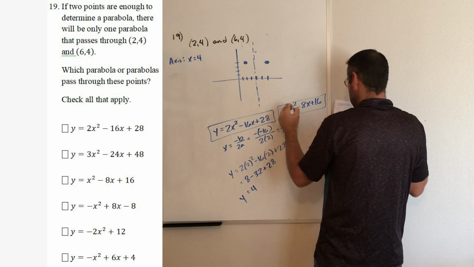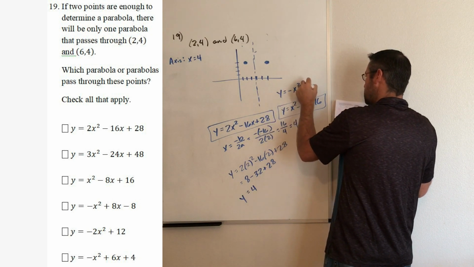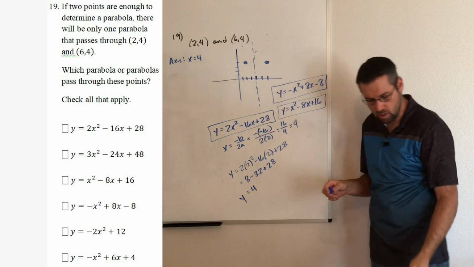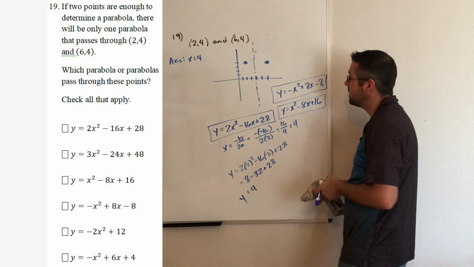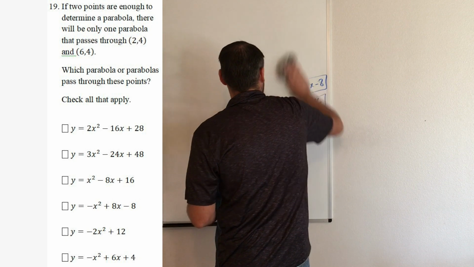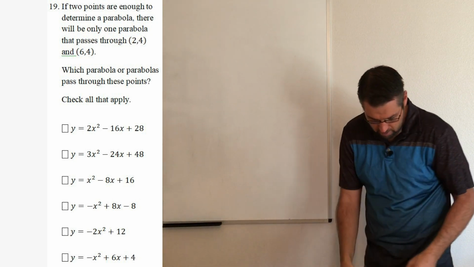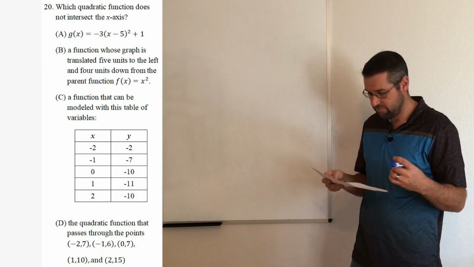That is correct. And y equals negative x squared plus 8x minus 8. So that is correct also. So that is a very long problem, and I don't want to take up a ton of video time to explain that problem. The bottom line is you've got to plug the points in to see which parabola has those points on the graph. Okay, for number 20, it gives us a bunch of different functions.